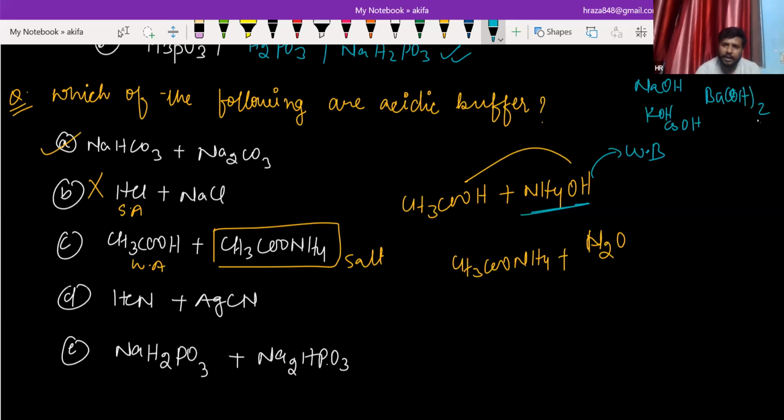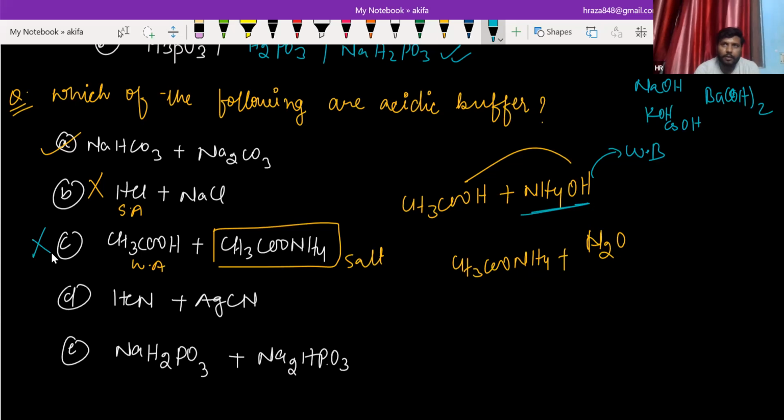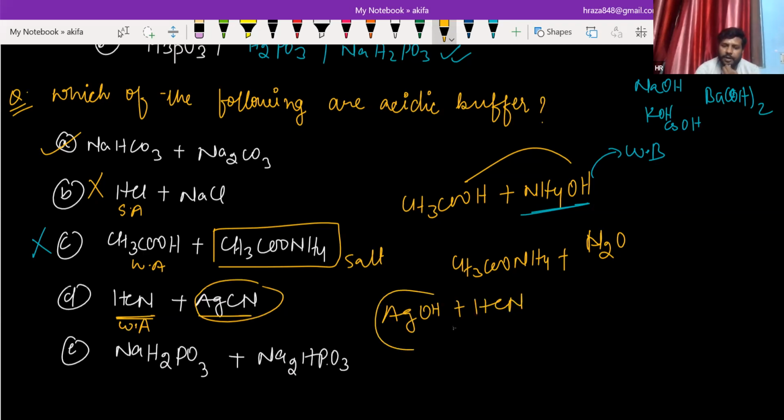These all are strong bases, and apart from these, all are weak bases. Is that clear? So this is also not correct. What about HCN and AgCN? HCN is a weak acid, no doubt, but AgCN is a salt, formed from AgOH plus HCN. So basically this is a weak base. That's why it's not. So this is basically a salt with a weak base. Are you getting my point?